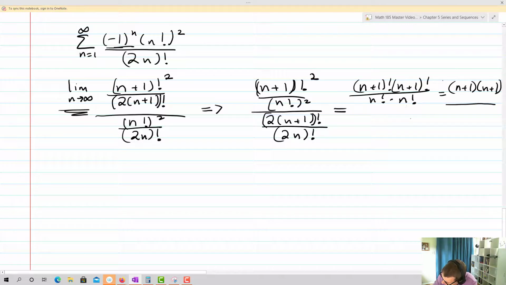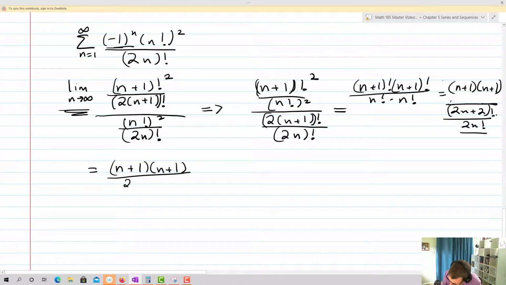Now the bottom is actually going to be (2n+2)! divided by (2n)!. And when we simplify that, 2n+1 and 2n+2 are the missing terms from (2n)!. So this is going to end up equaling (n+1)(n+1) over (2n+1)(2n+2).